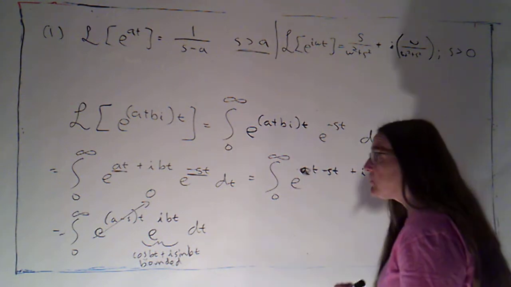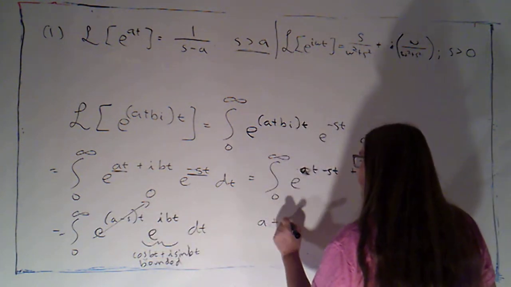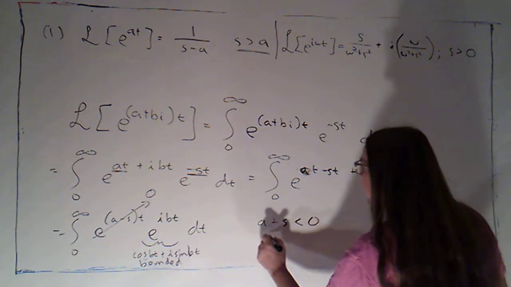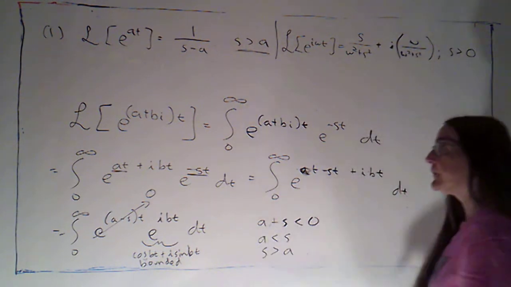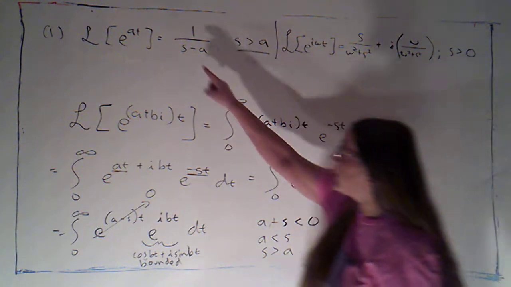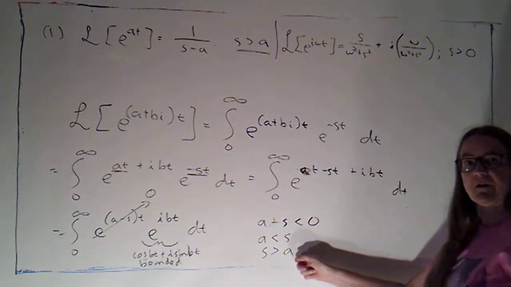So basically, in order for that to be negative, I need a minus s to be less than 0. So I need a to be less than s, or equivalently s to be bigger than a. Now, if I have a real number, there's just no bi, and I got s has to be bigger than a.